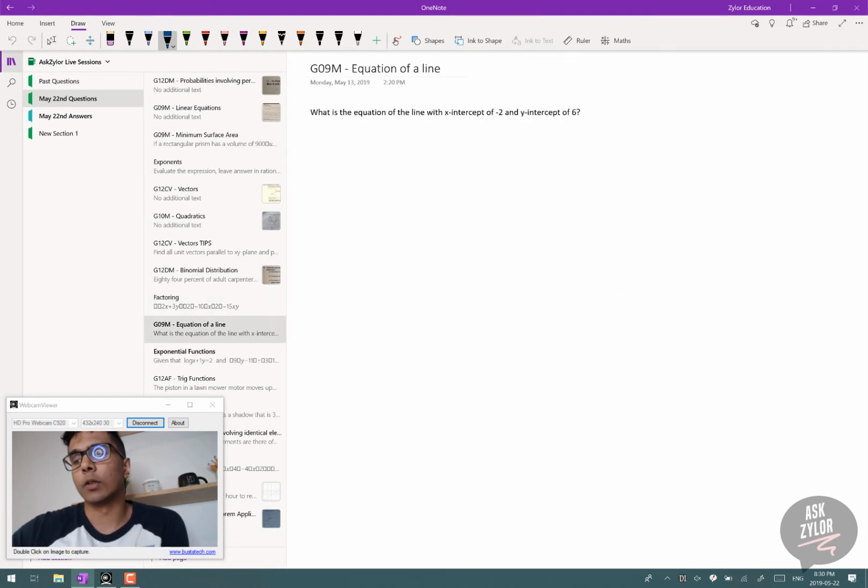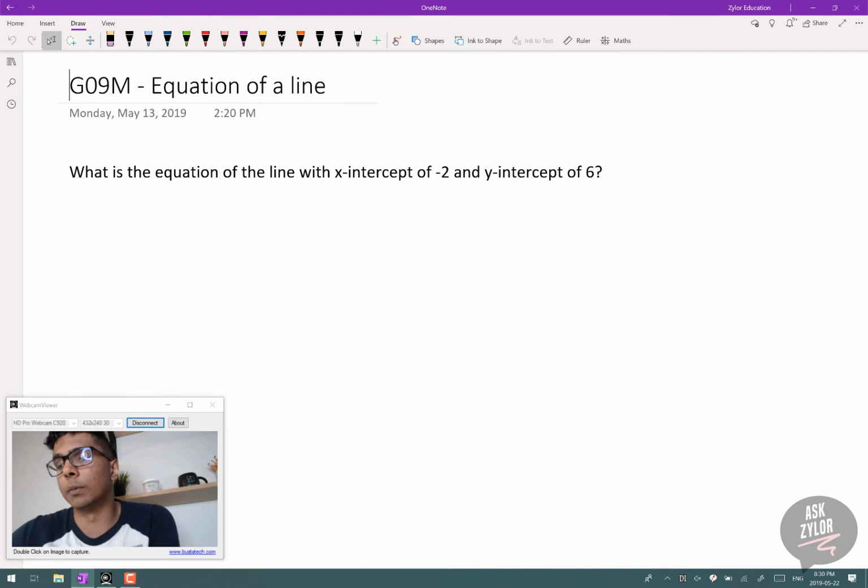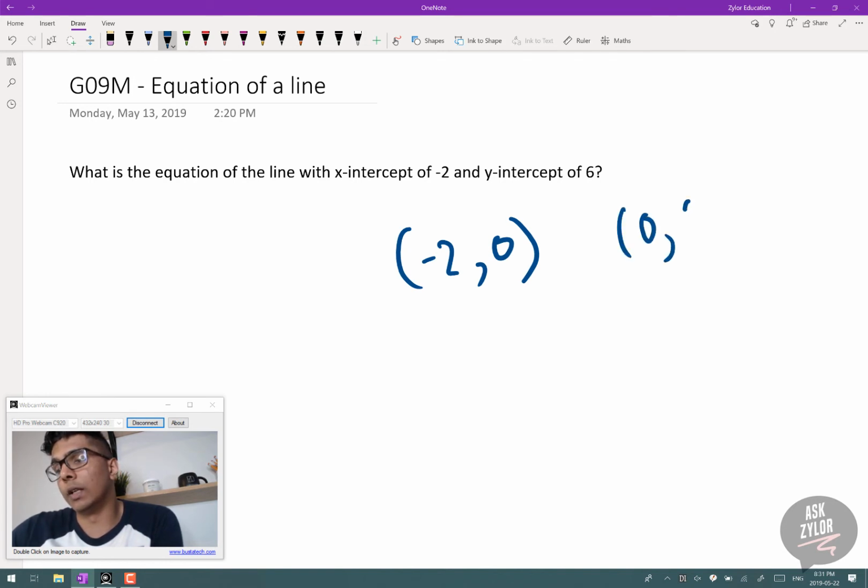So we'll do one last question. So this is asking me, what is the equation of the line with the x-intercept of -2 and a y-intercept of 6? So x-intercept of -2, meaning I have a point that is -2 and 0, and a y-intercept of 6, meaning I have a point that is 0 and 6.